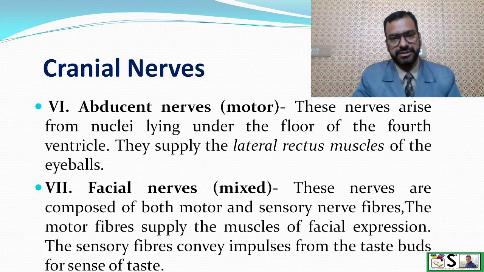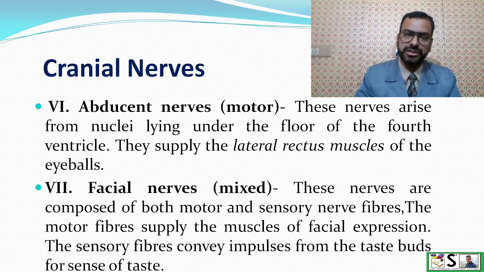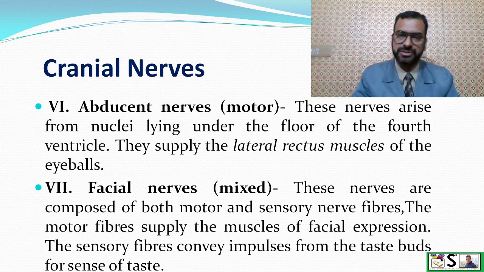Now the abducent nerve. This is the sixth nerve and this is a motor nerve. These nerves arise from the nuclei lying under the floor of the fourth ventricle and they supply the lateral rectus muscle of the eye.